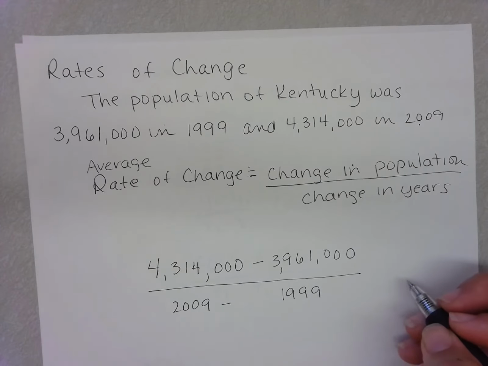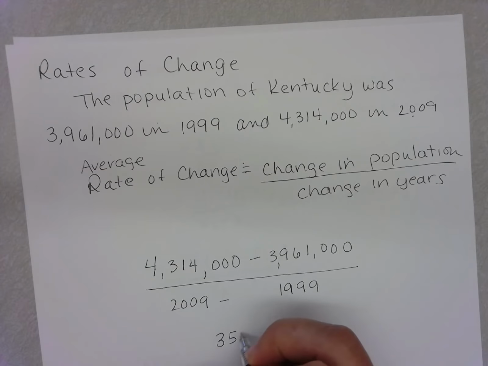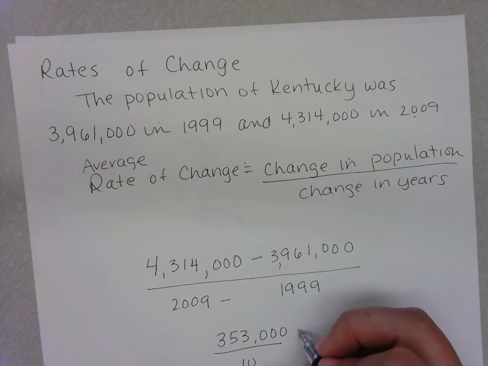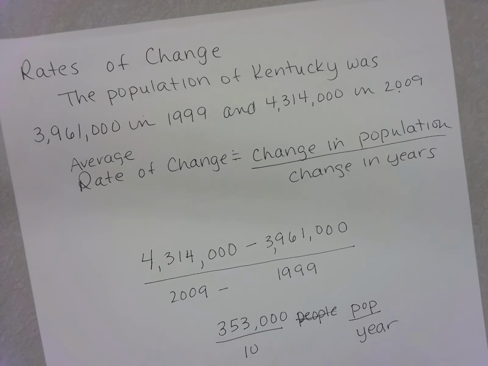Okay, so when I simplify this, I get 353,000 over 10. Okay, and that is in people per year, or population per year. So if we divide that out, then that means it's going to change by 35,300 people per year.